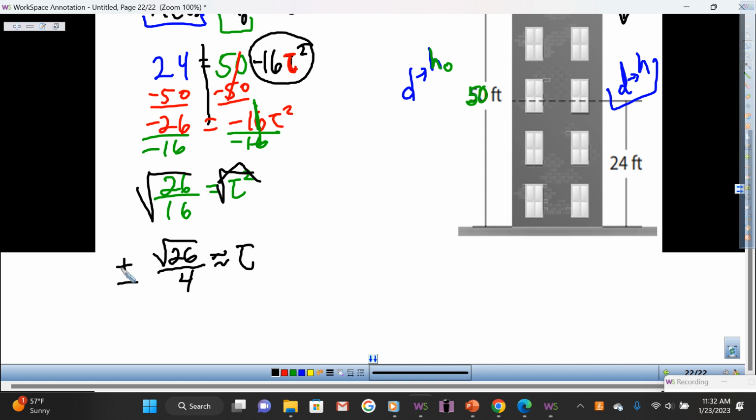Now, which one are we going to cross out of here? We're going to cross out the negative. So the question: what is the square root of 26 over 4 in seconds? I don't know, unless we know what the square root of 26 is. Tell your neighbor how to find the approximation of that one, please, without using a calculator.